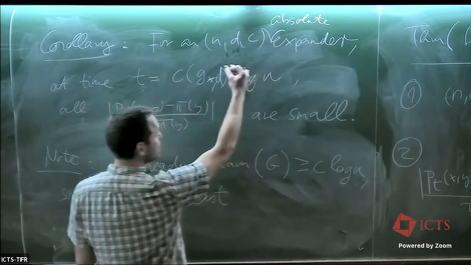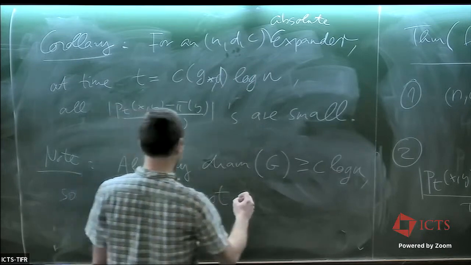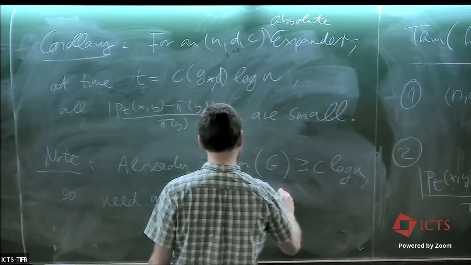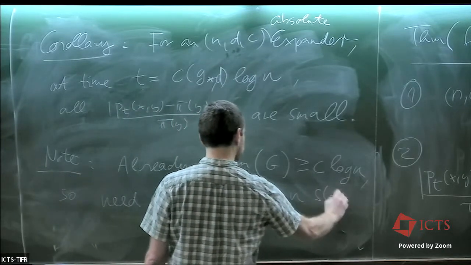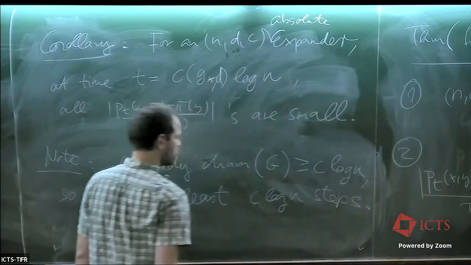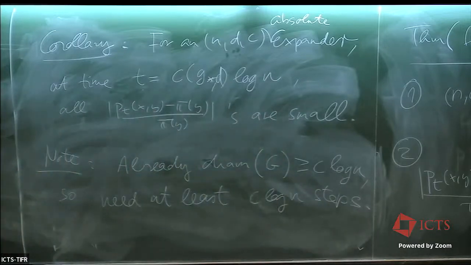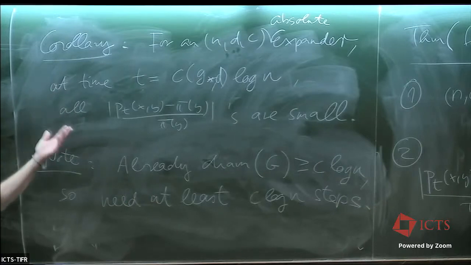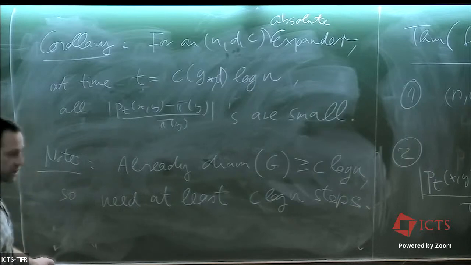Right, so for any d-regular graph or bounded degree graph, you need at least a constant times log n steps. Okay, so in that sense, expanders are optimal for mixing: in constant times log n time, you are already pretty well mixed.